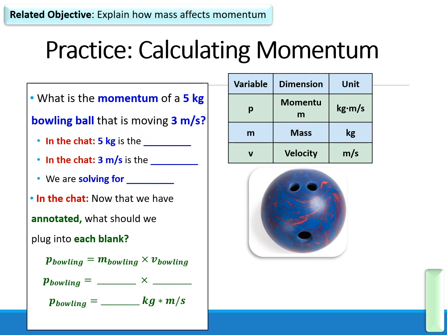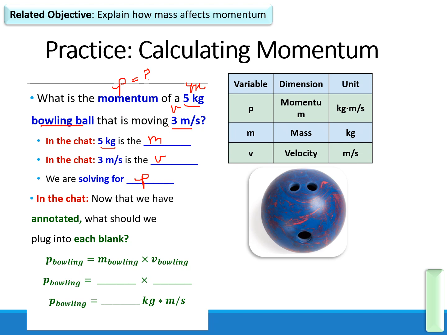Now, here we're going to calculate the momentum of a bowling ball that has a mass of 5 kilograms. Again, momentum, P, is what we're trying to find. And the velocity is a positive 3 meters per second, meaning that that bowling ball is rolling forward, right? So kilogram is my mass, 3 meters per second is the velocity, and we are solving for momentum.